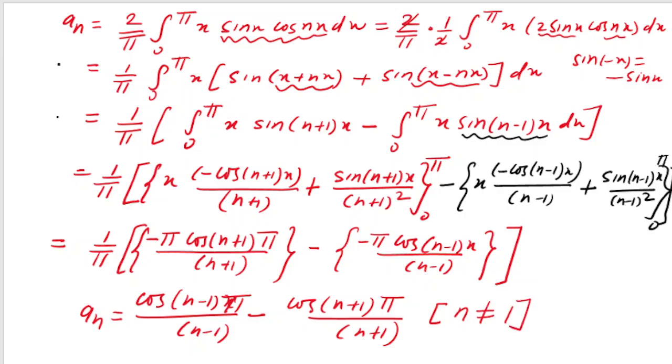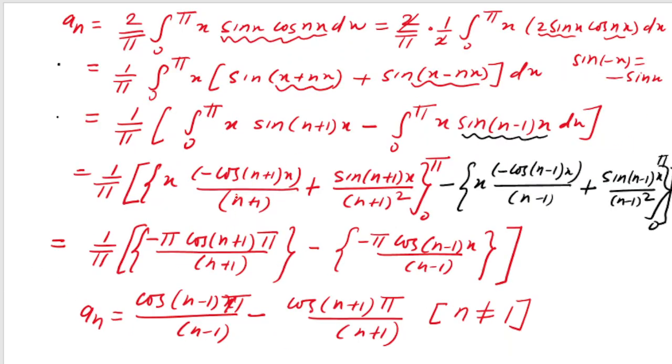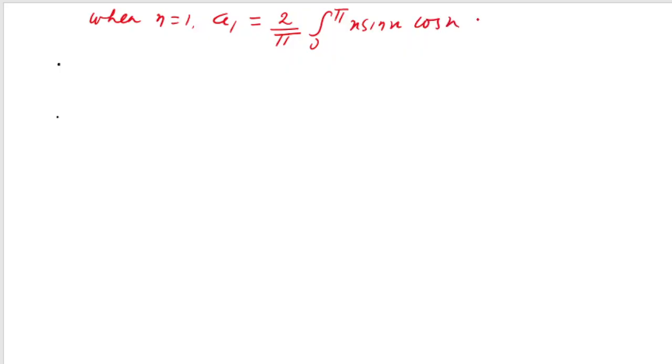So the question is, what if n is equal to 1? For that we have to do the calculation separately. When we take n equal to 1, we have to calculate a1 separately. And what will be the formula of a1? It will be 2 by pi, limit is 0 to pi, the function x sin x, and then in the general result we write cos nx. If we are calculating an, we write cos nx. But if we calculate a1, I will just write cos 1x, which means cos x. So I will write here cos x dx.